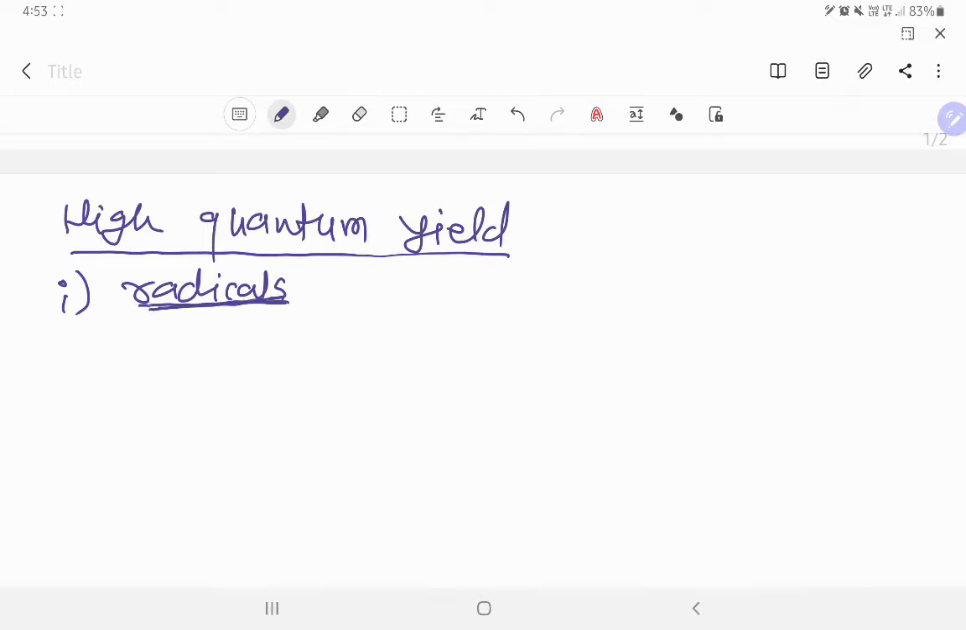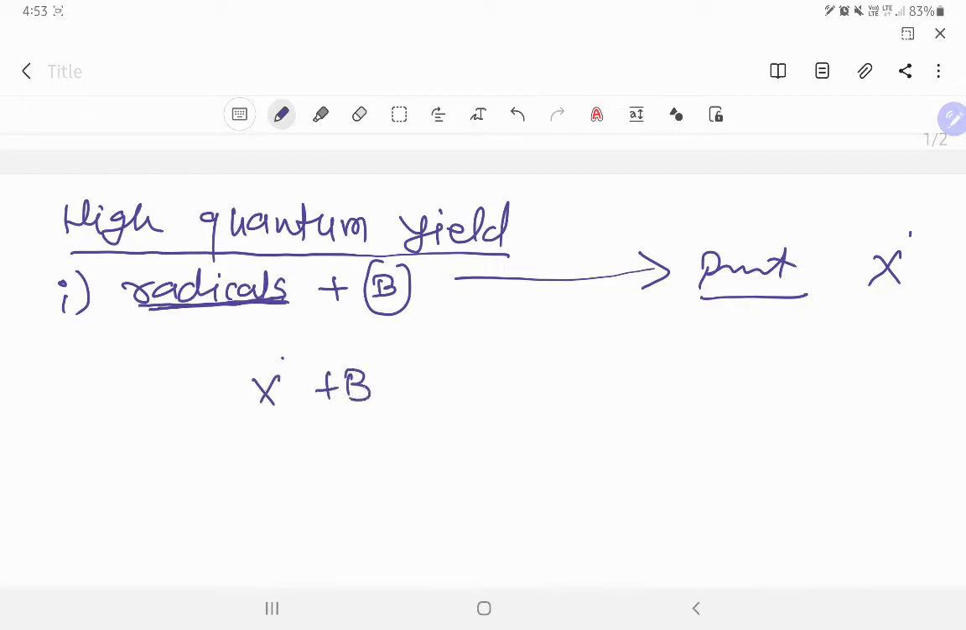Now what happens in the secondary process? These radicals formed in the primary process react with another molecule B, and this B will form product, no doubt. But during formation of the product, there may be formation of another intermediate X. This X may react with another B, giving product plus some Y, or whatever it may be. In that case, by absorption of one quantum, a large number of molecules are reacting.